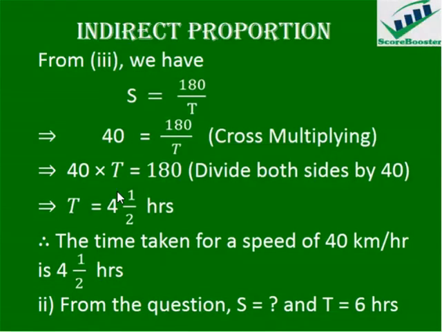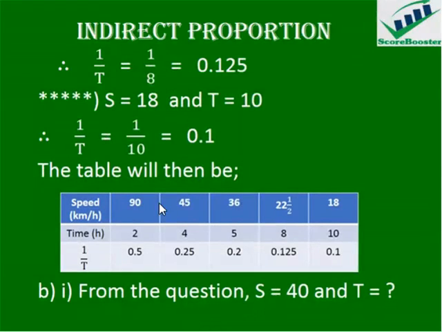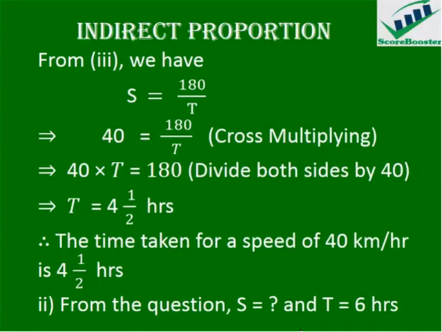I'm sorry, 180 divided by 40 is 4.5, not 6.5. So we can see that as the speed decreases from 45 kilometers per hour to 40 kilometers per hour, the time increases from 4 hours to 4.5 hours. So that also shows the indirect proportionality.